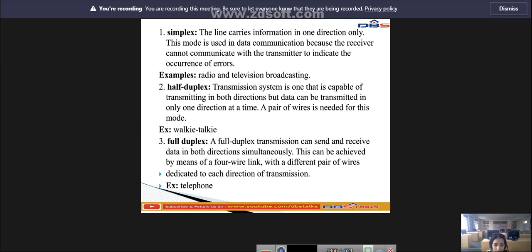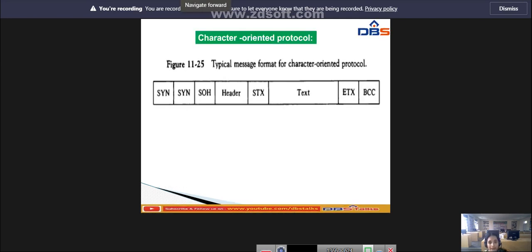The protocols are divided into two major categories according to the message framing technique used. These are called character oriented protocol and bit oriented protocol. So coming to the character oriented protocol, what is meant by character oriented protocol? This is the diagram of the character oriented protocol, the typical message format for a character oriented protocol. So the message format will be arranged in this format.